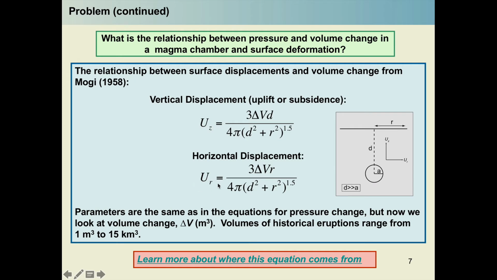Horizontal displacement U sub R is equal to 3 times delta V times R, which is the radial distance away from your volcano that you're making these measurements, divided by 4 pi times D squared plus R squared to the 1.5 power. So the parameters are the same as in the equations for pressure change, but now we're looking at volume change in meters cubed. So remember, you're going to need to pay attention to your units here. Volumes of historical eruptions range from 1 cubic meter to 15 cubic kilometers, sometimes even more.